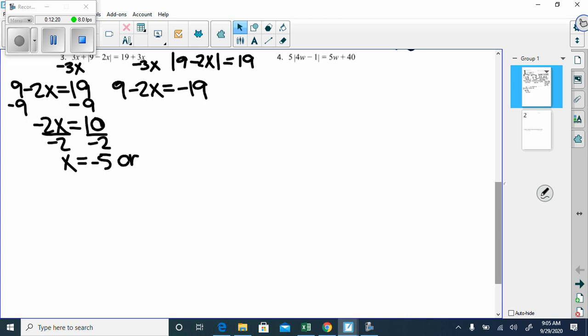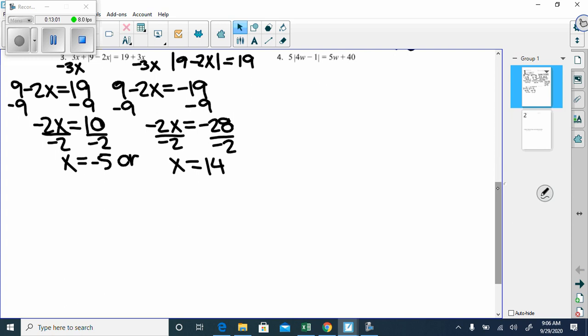Now I got to solve this one. So I'm probably going to start the same way by subtracting 9. Okay, and what is negative 19 minus 9? Good. So I have negative 2x equals negative 28. All right, now what should I do? Good. And a negative divided by a negative is going to give us positive what? Good. Okay, so there's my two solutions.